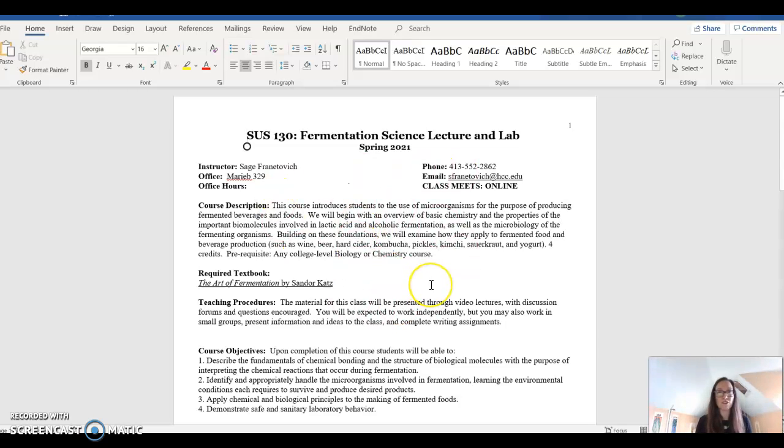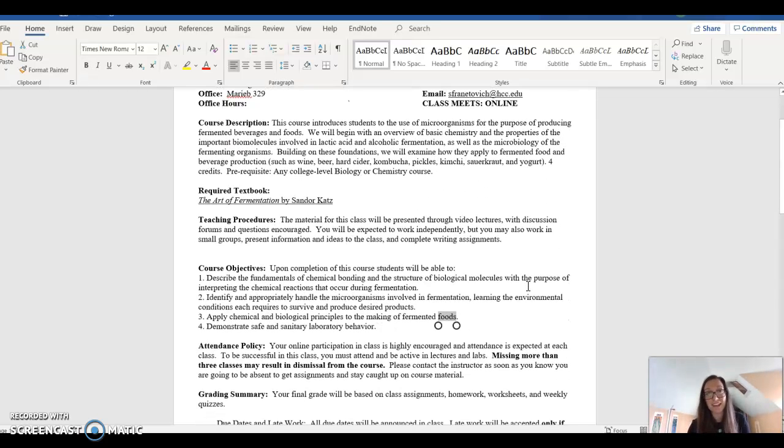I have a course description here that you're going to look at, and you might think this is very scientific. And our course will delve into the science of fermentation quite a bit, but I also want to point out that we're going to be making some fermented foods and doing some fermentation experiments at home. Get ready for an exciting course. I'm really thrilled to do this with you and offer this course for the first time at HCC.